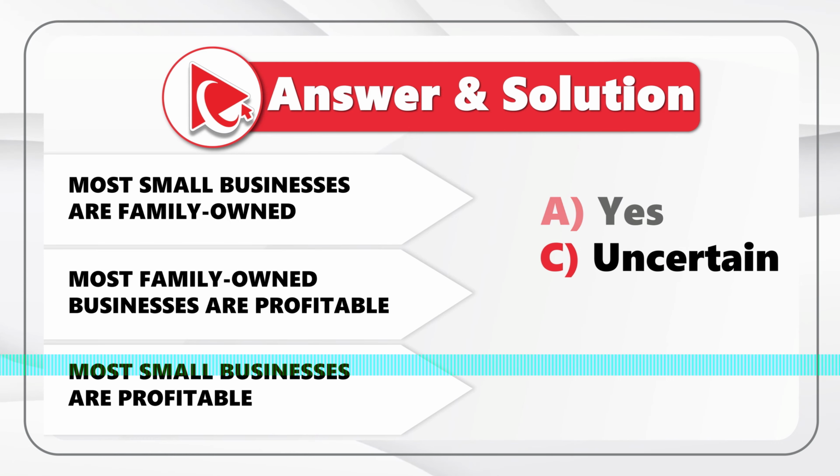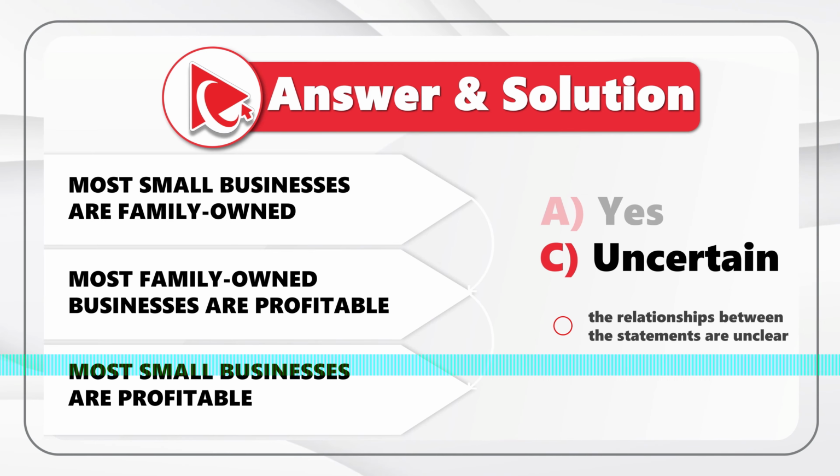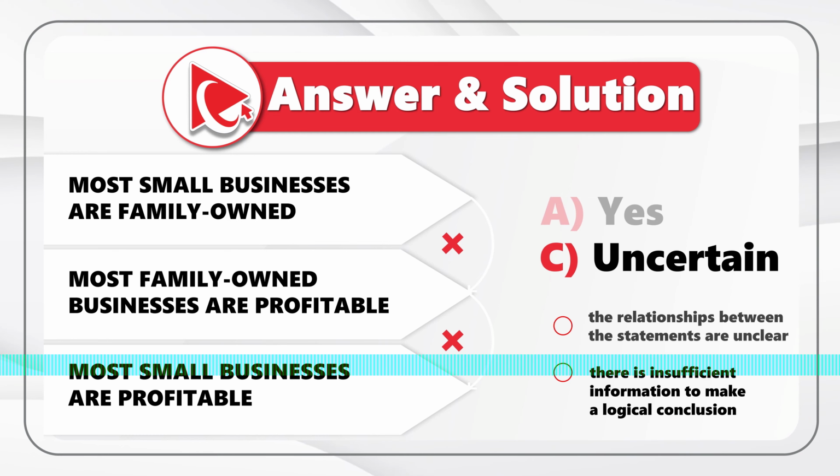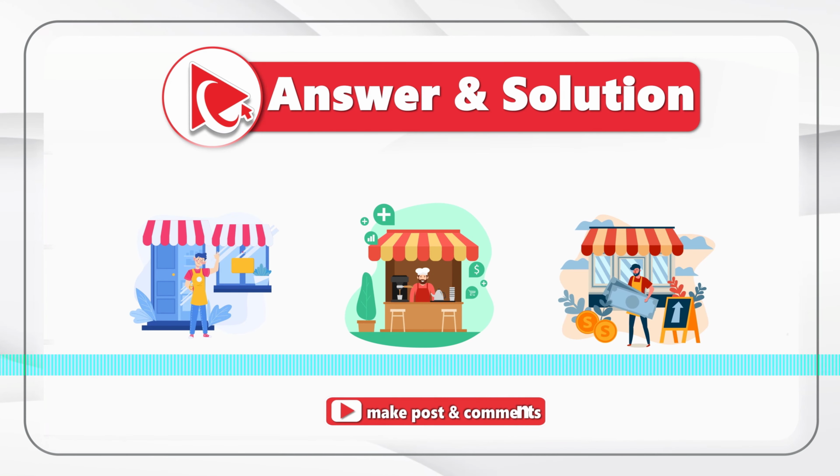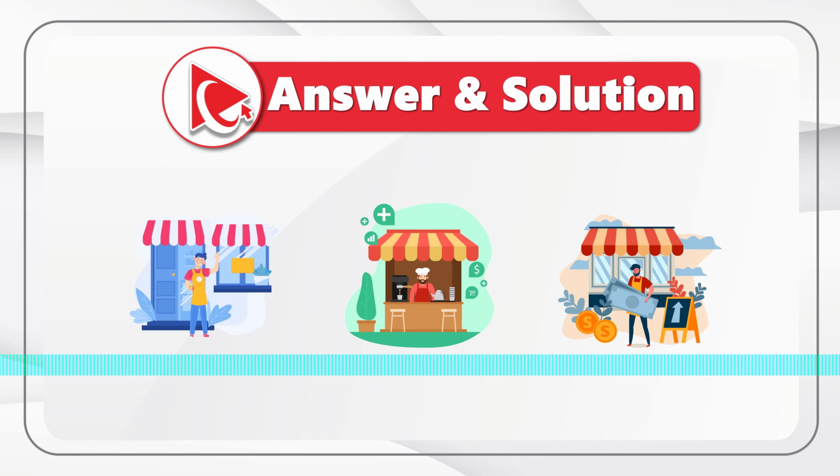What's interesting to note about this question is that answer C, uncertain, might also be accurate, and some test systems might be configured to accept it as the accurate answer. The main reason is that if the relationship between the statements is unclear, or if there's insufficient information to make logical conclusions, you can answer uncertain. Was your answer different? Please make sure to post your answer and solution in comments.